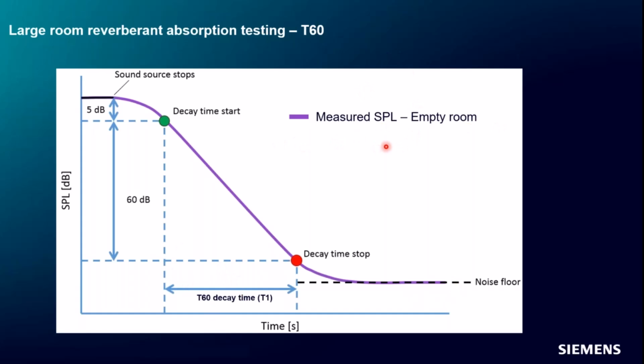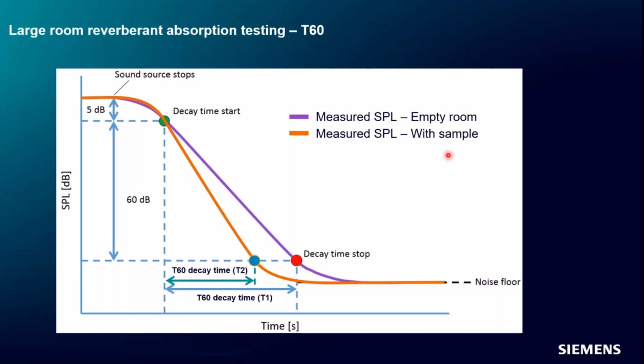Okay, so there's no sound sample in there, and we get the purple curve. Next, we would add our sample, and we do another measurement, and we'll get something like this, right? The additional absorption material will absorb the sound more quickly, and so that decay will occur more quickly. And so our T60 decay time, T2, with the material sample will be shorter than our empty room. And the difference between those two, T1 and T2, is the absorption coefficient.